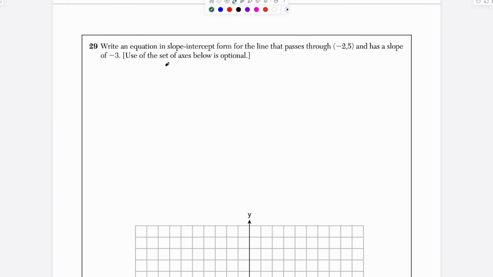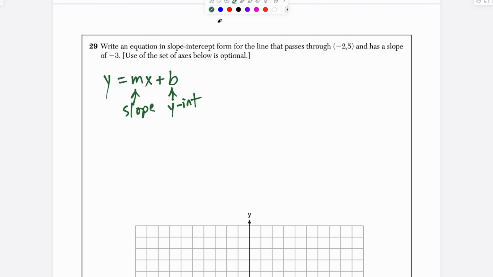Question 29, write an equation in slope-intercept form for the line that passes through (-2, 5) and has a slope of -3. And the use of the set of axes below is optional. So there's a few different ways we could do this, but one way would be to use this formula, y equals mx plus b. This is the slope-intercept form equation of a line where m represents the slope and b represents the y-intercept. The slope tells you the direction the line is going, if it's going up or down, and the y-intercept tells you where the line crosses the y-axis.